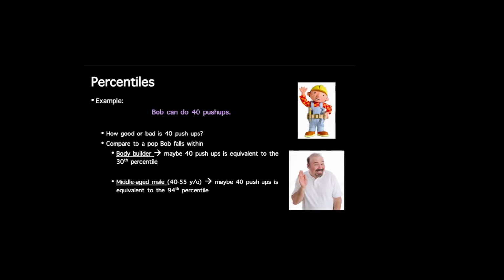If we were to express the same verbiage for Bob the middle-aged man, we would say that 40 push-ups within a given distribution of push-up data, right? We would say that Bob performed equal to or better than 94% of the people within the sample or the population from which he was drawn. Does that make sense? You guys can throw up yeses or nos.